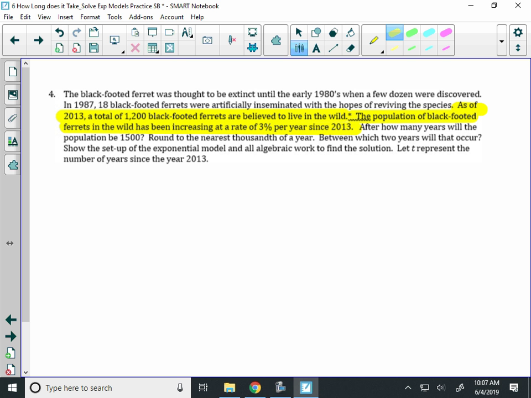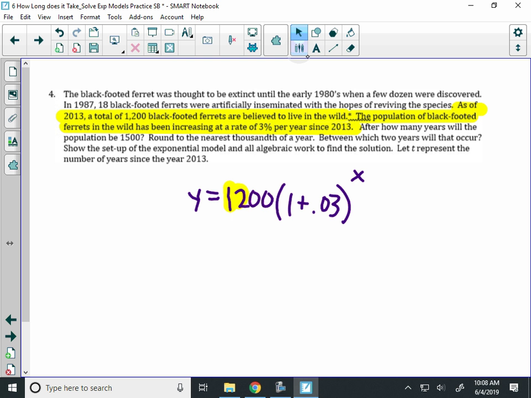Now, if I'm writing a model, we'll have y equals 2,000, or not 2,000. The number of black-footed ferrets you started with was 1,200. And it's increasing by 3%, so that's 1 plus 0.03. I'm making a mess of this one. 1 plus 0.03. Now we want to know, after how many years will this population be equal to 1,500? So instead of y equals, I want to put 1,500 there. I want to know, when are there 1,500 black-footed ferrets in the wild?